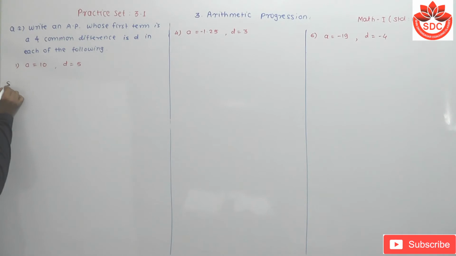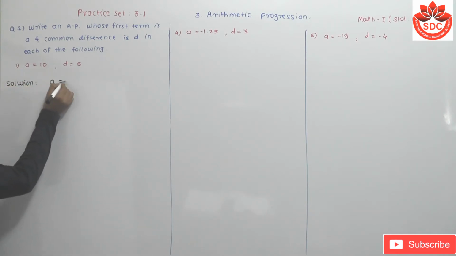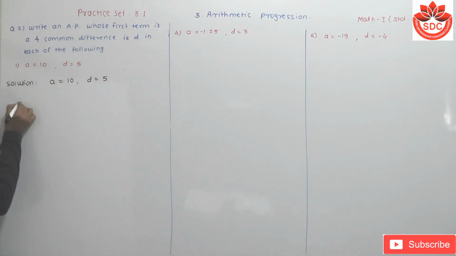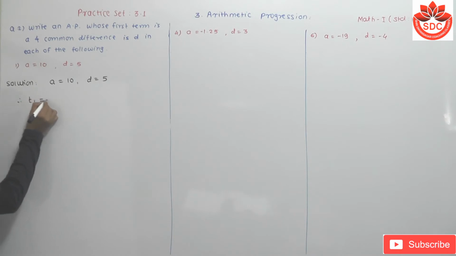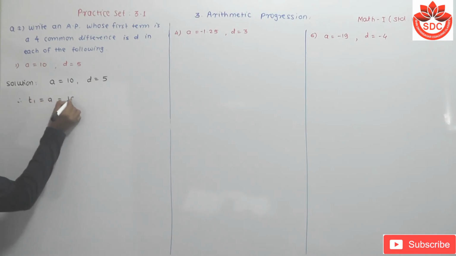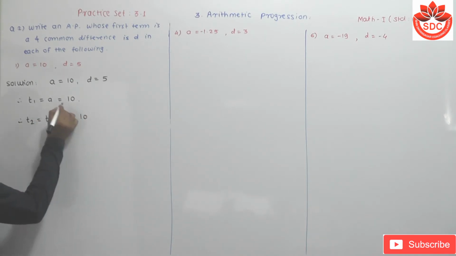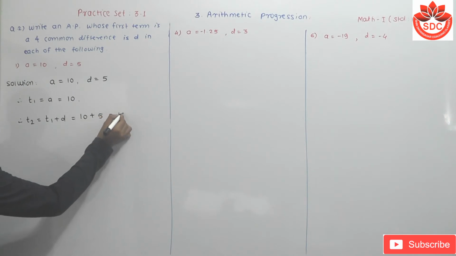Look carefully, its solution is: here A is equal to 10 and D is equal to 5. Means that T1 is equal to A, which is 10, our first term. Then we find the second term by adding the common difference to the preceding term. T2 is equal to T1 plus D, T1 is 10 plus D is 5.